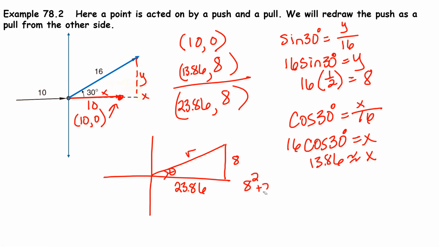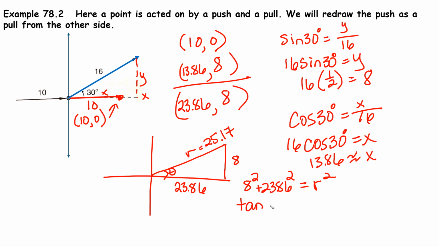8 squared plus 23.86 squared is equal to r squared. Punch it into your calculator. 8 squared is 64 plus 23.86 squared equals, then hit the square root sign, and you get about 25.17 for r. And now I'm going to use tangent to find theta.